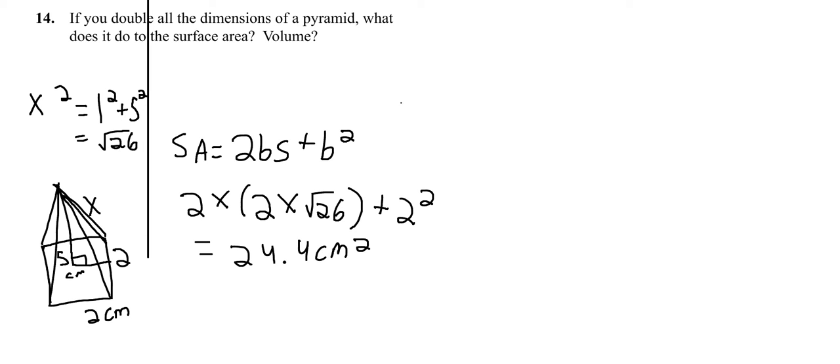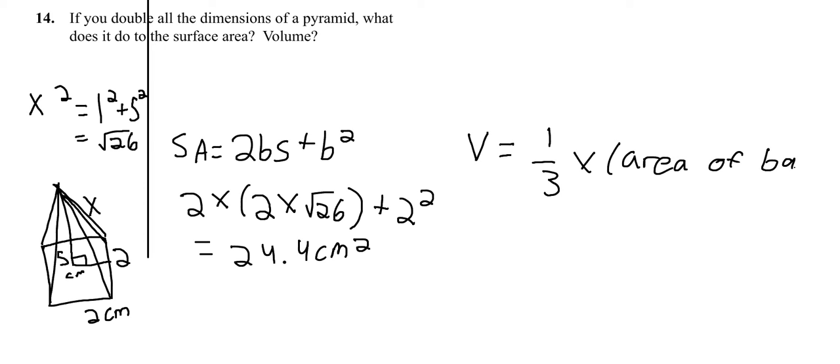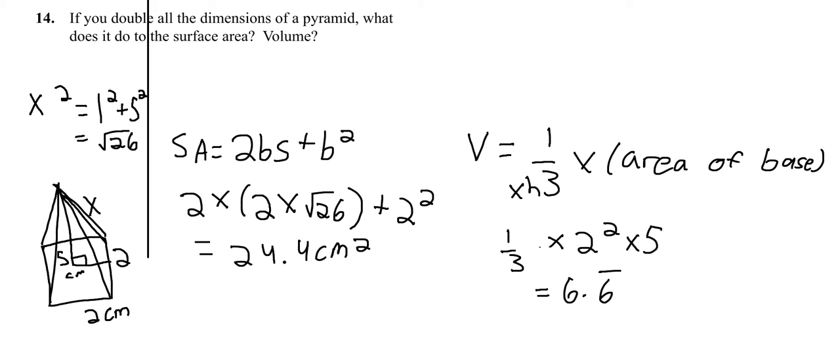And then for volume, it's 1/3 times the area of the base times the height. So that's 1/3 times the area of the base, which is 2 squared, and then times 5, which is the height. If you calculate that, it's 6.6 repeating. But the question is asking you what would happen if you doubled it.